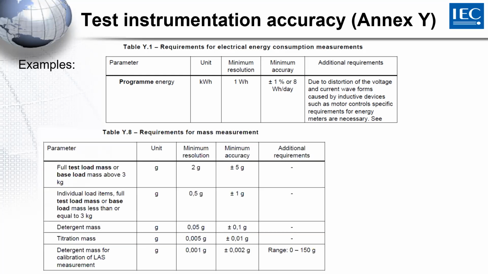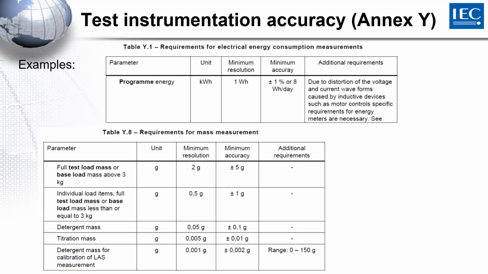The second example is about the mass measurement. Here we have different requirements for the accuracy for the different measures which we are doing. So for this kind of mass measurement, we have different ways or different topics where we are using it. It's a load mass, for example, which we are measuring. We are measuring individual load items. We are measuring the detergent mass. We are measuring the titration mass.